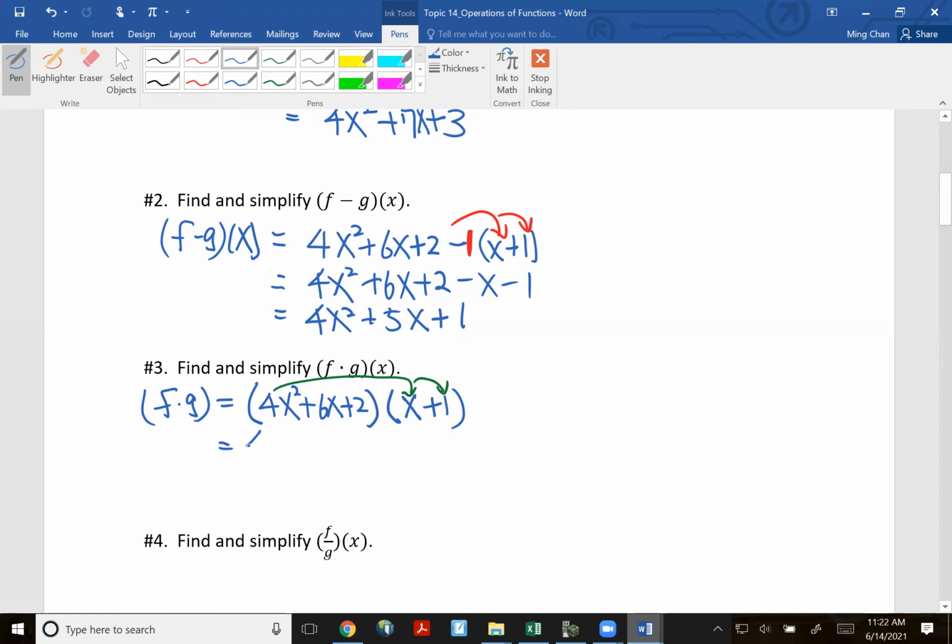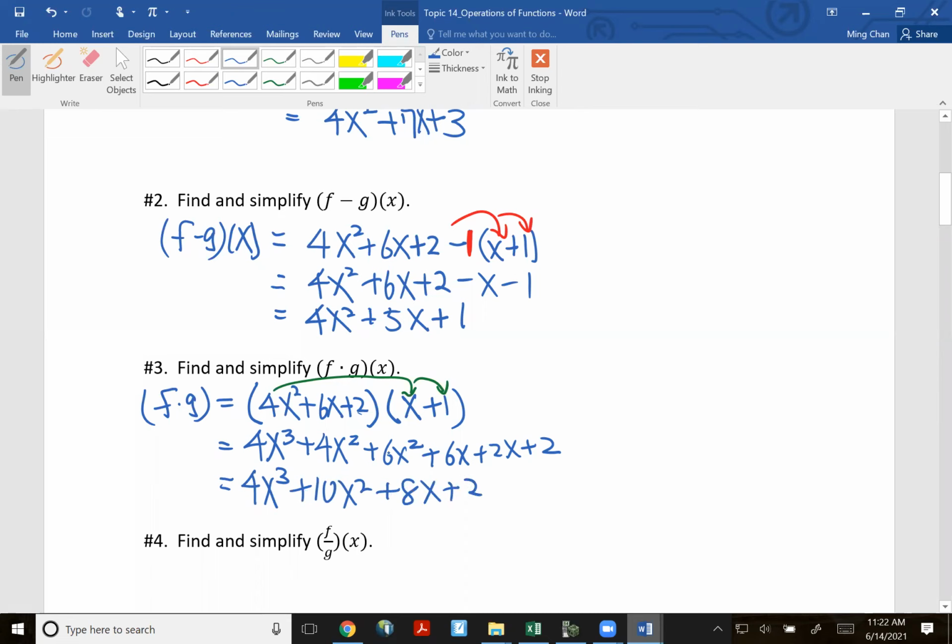So 4x squared times x is 4x to the third. 4x squared times positive 1 is positive 4x squared. 6x times positive x is positive 6x squared. 6x times positive 1 is positive 6x. All right, positive 2 distributes: positive 2 times x is positive 2x, and positive 2 times positive 1 is positive 2. The highest exponent is 3, so that 4x to the third stays in the front, and it has no like term to combine. 4x squared plus 6x squared is 10x squared. 6x plus 2x is 8x, and I've got my last positive 2. So this is my new function. It turns out a quadratic multiplied by a linear gives me a cubic function.